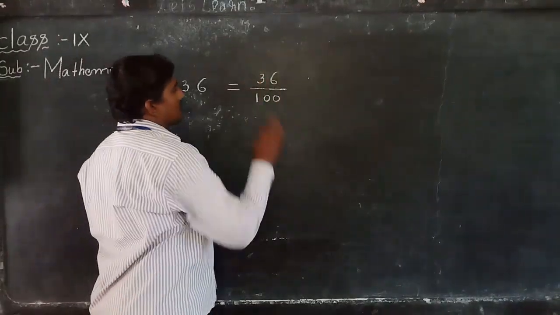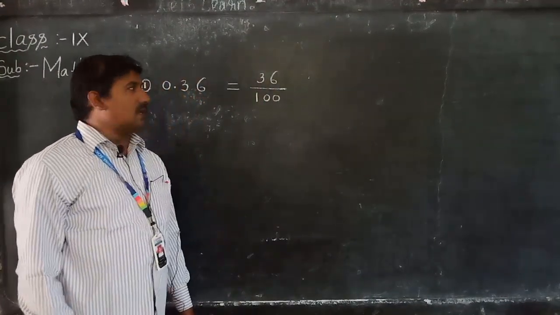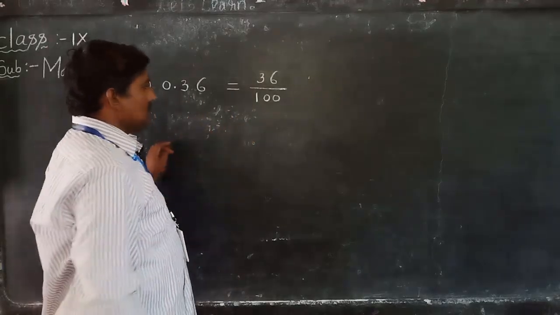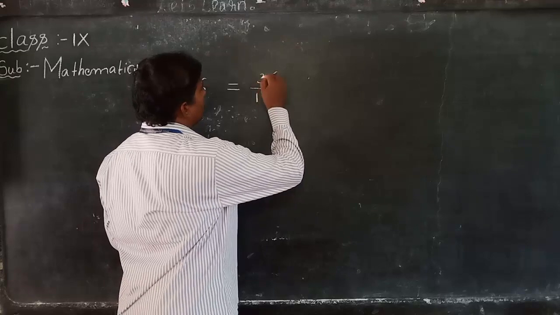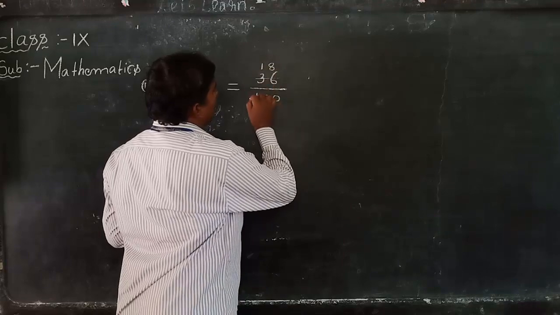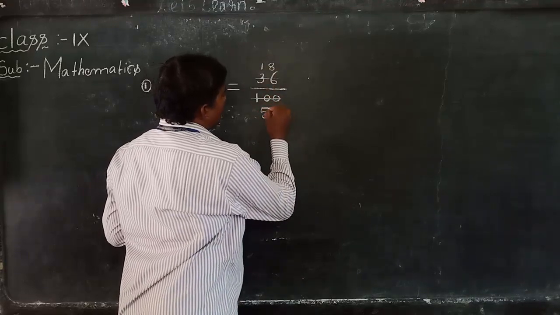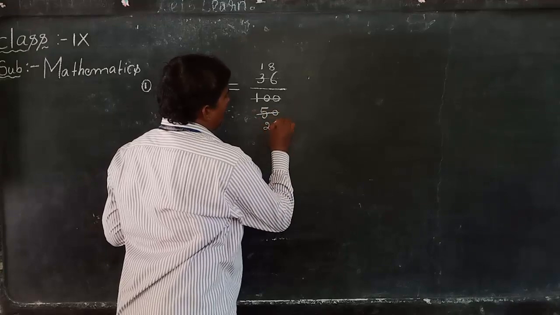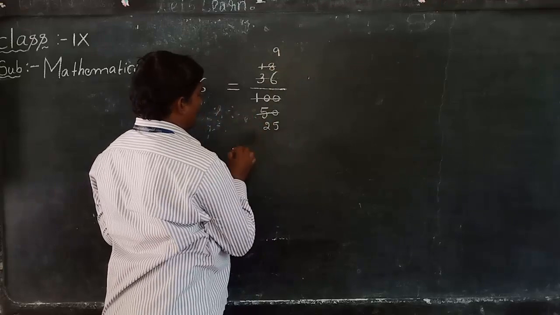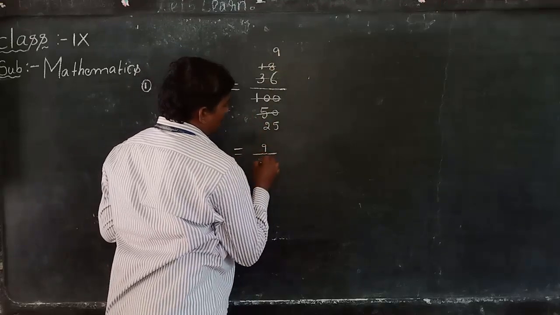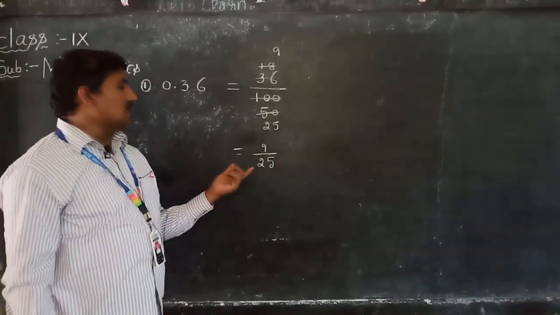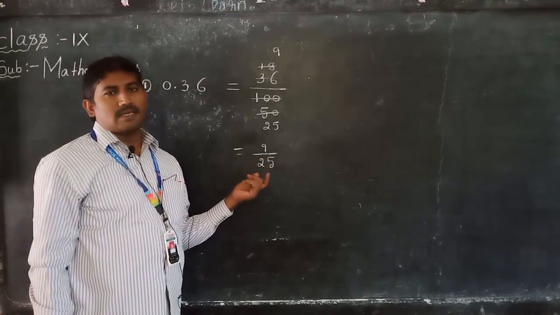See, is cancellation possible? Because of the properties of rational numbers, wherever cancellation is possible we should do it, otherwise it is in simplest form. Here cancellation is possible: 2 ones are 2, 2 eights are 16, 2 twenty-fives are 50, 2 eighteens are 36. So it is equal to 9 by 25. Again we check for cancellation, but here it is not possible.